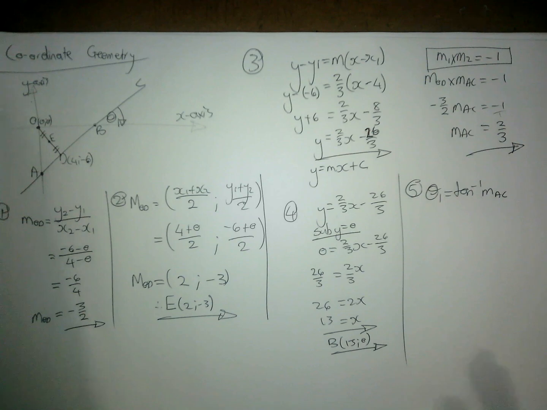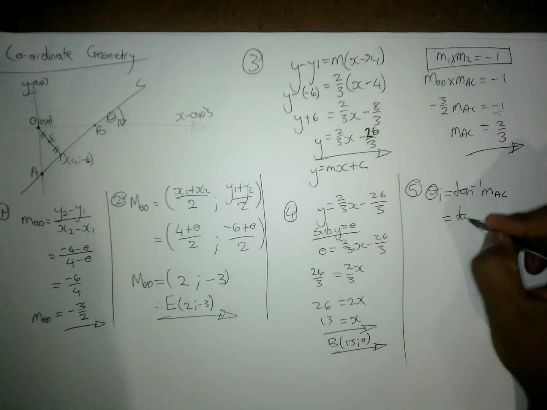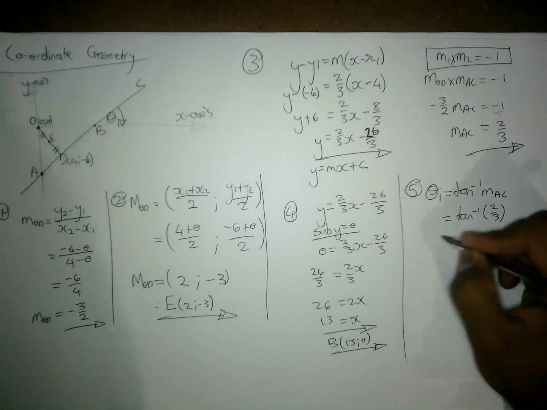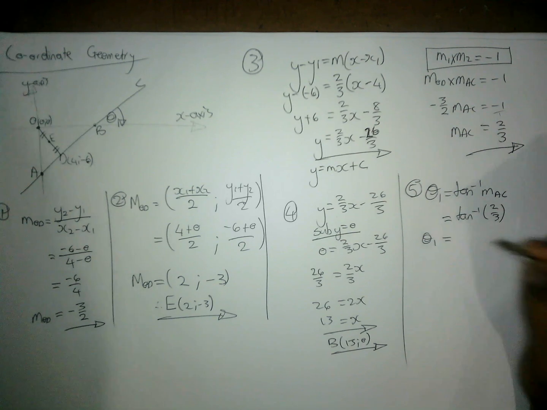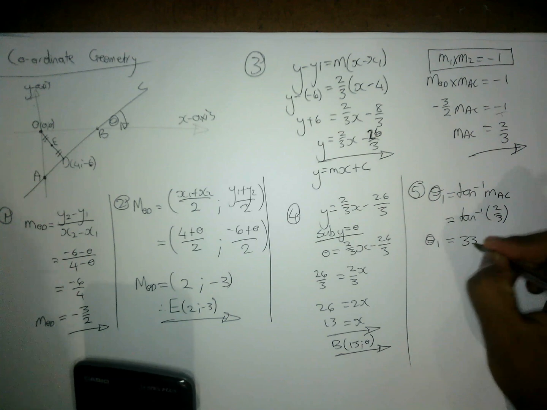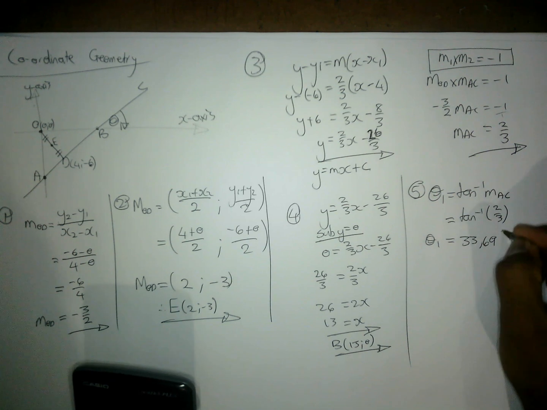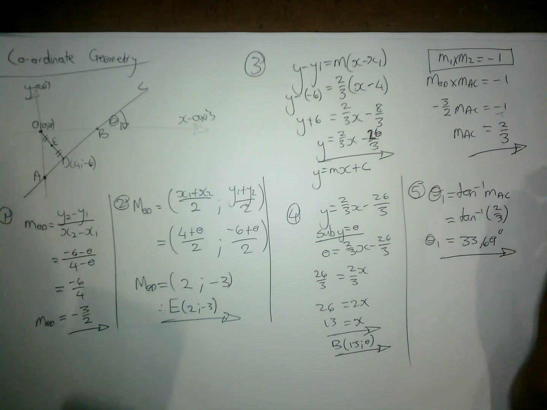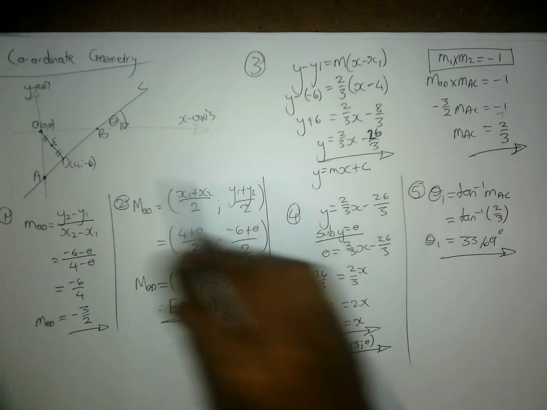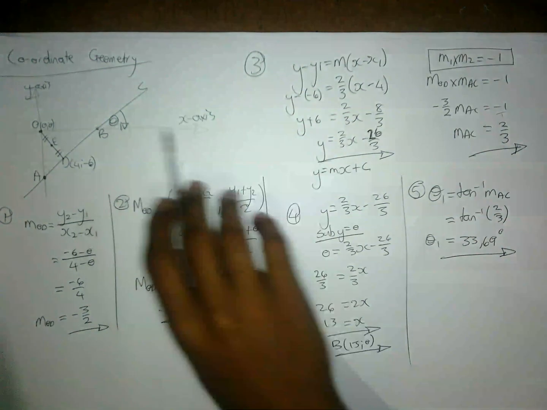Always know which gradient you are using. Don't just use any gradient. So tan inverse of 2/3. All you do now is use a calculator, and then we get 33.69 degrees. That is the angle of inclination for the acute angle between line AC and the x-axis.